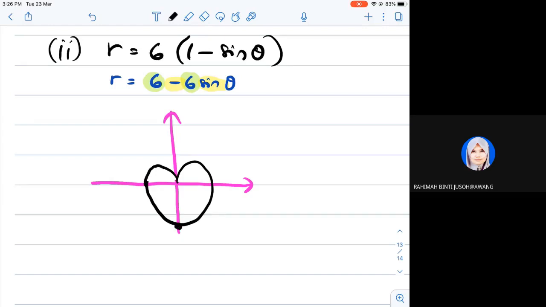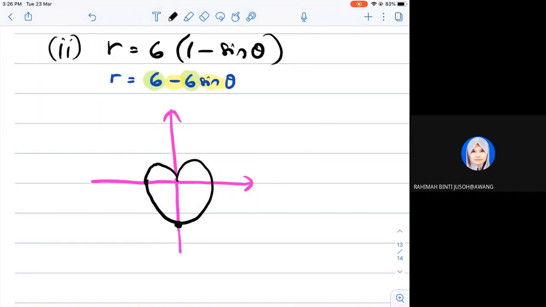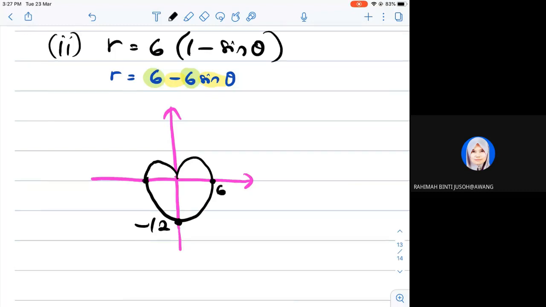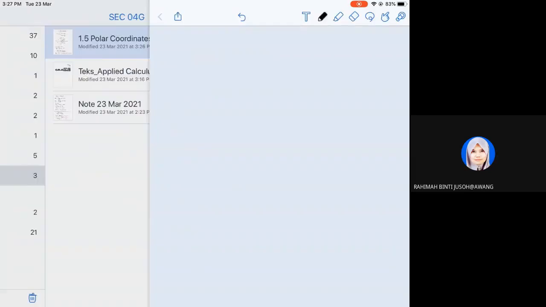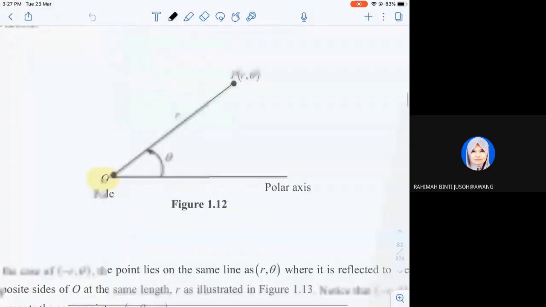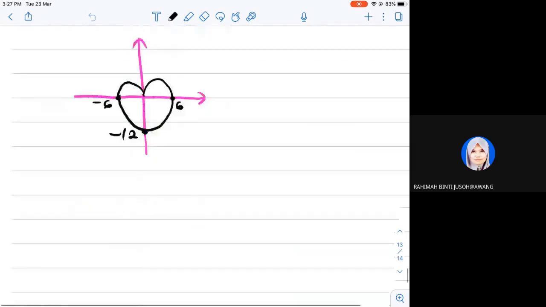So berapa agak-agak nilai kat bawah ni? Koordinat kat bawah tu. Berapa guys? Negatif 12. Yes, negatif 12. Okay, 12. Dekat sini 6. Dekat sini negatif 6. Dah, jawab macam ni dah full mark dah. Understand? Yes. Okay, very good. Madam, kalau A tu dia punya nilai dia sama, so memang jadi bentuk ni lah. Bentuk dia cardioid.